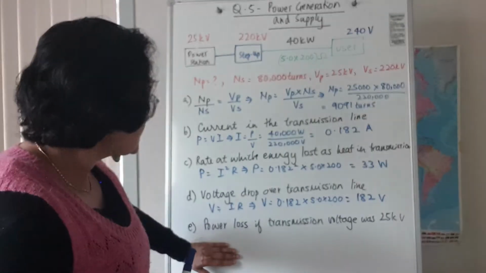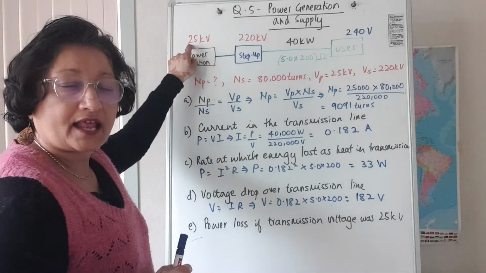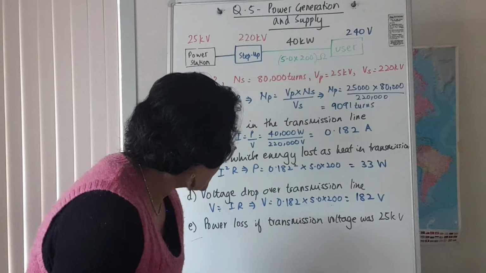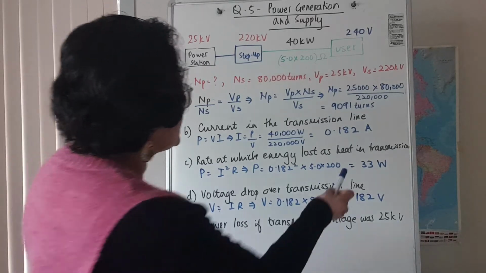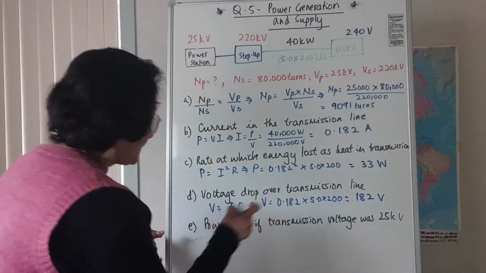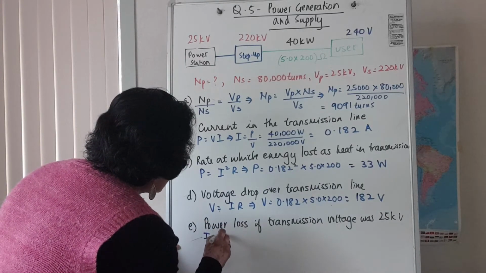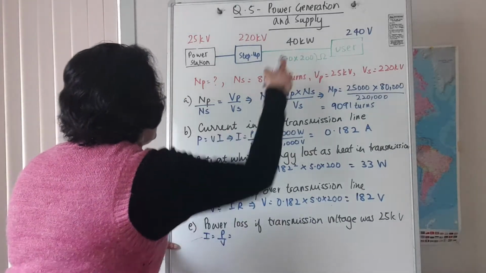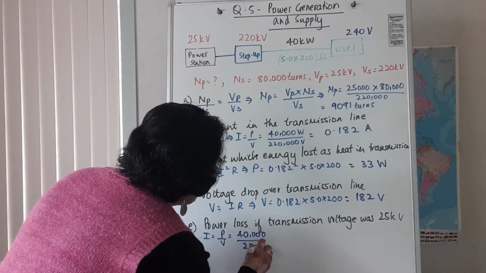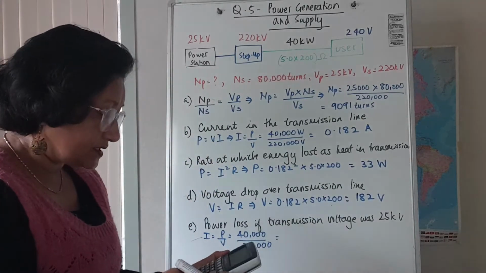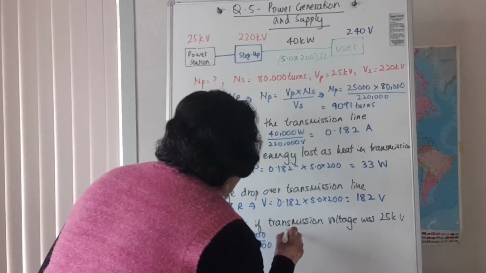Okay, and then this last part: if the voltage had not been stepped up to 220 kilovolts, but had been transmitted at 25 kilovolts, what would be the voltage drop and the power loss, instead of 33 watts? In order to do that, we first have to get the transmission current. So transmission current is power divided by voltage. Your power is still 40 kilowatts. So that's 40,000 divided by 25,000. Instead of 220,000, we're going to do 25,000, and you're going to end up with a bigger current. So 40 divided by 25, you get 1.6 amps.